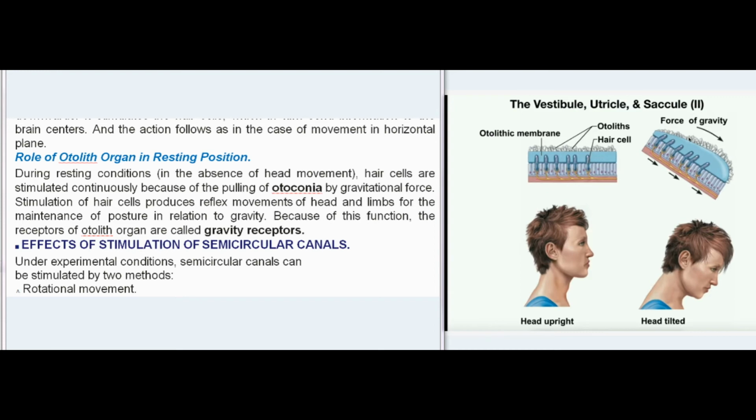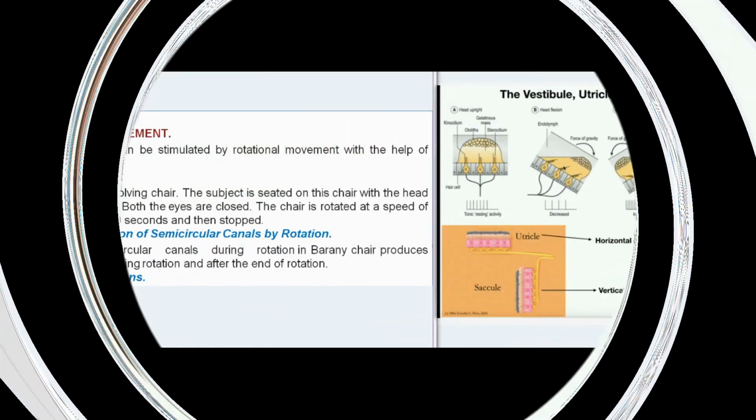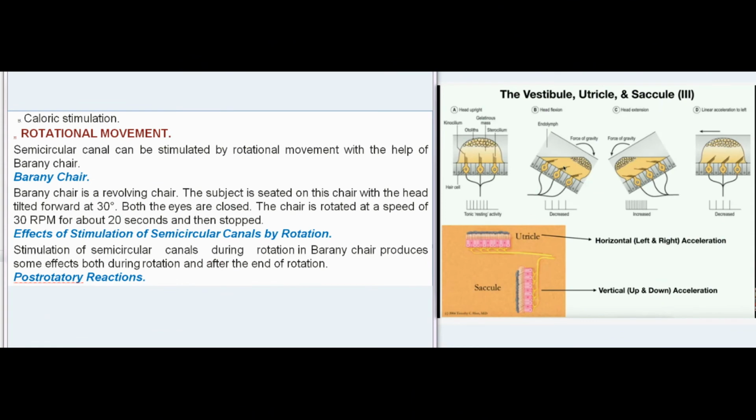Effects of stimulation of semicircular canals under experimental conditions. Semicircular canals can be stimulated by two methods: rotational movement and caloric stimulation. Rotational movement: semicircular canals can be stimulated by rotational movement with the help of the Barany chair, which is a revolving chair. The subject is seated on this chair with the head tilted forward at 30 degrees. Both eyes are closed. The chair is rotated at a speed of 30 rpm for about 20 seconds and then stopped.